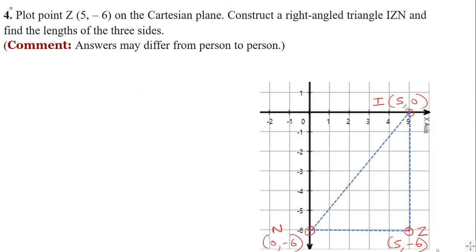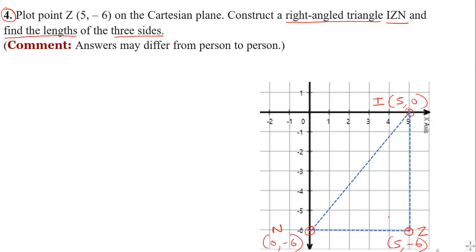So now here we will see question number 4. Plot point Z(5, -6) on the Cartesian plane. Okay, so we have taken a Z point on the Cartesian plane, which is (5, -6). Construct a right angle triangle. So we have to construct a right angle triangle and we have to name that as IZN. So I have named that as IZN and find the lengths of the three sides.